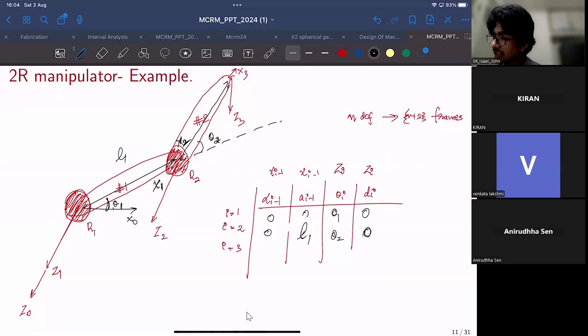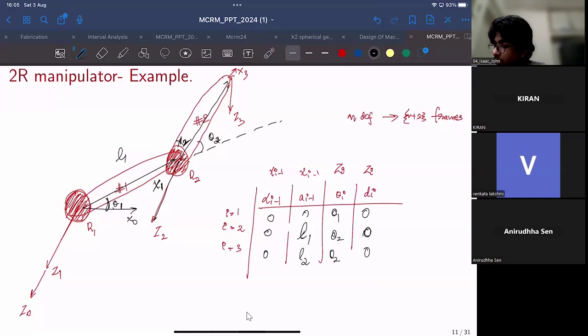Right. And the final translation between Z2, this is Z2 out of plane. X2 will be along this link length. X3 will be also aligned with X2. Z3 will be aligned to Z2. And now the final transformation to align frame 2 to frame 3 is simply a translation along X2. That's all we need. All the other things are already aligned by our choice. So final row would become 0, L2, theta 3, and 0, right?